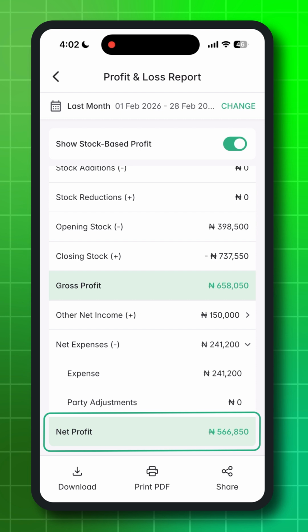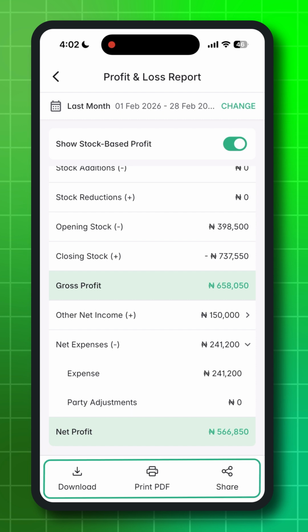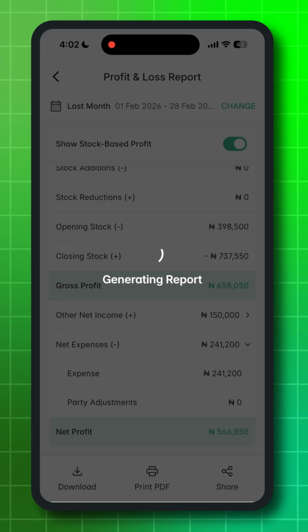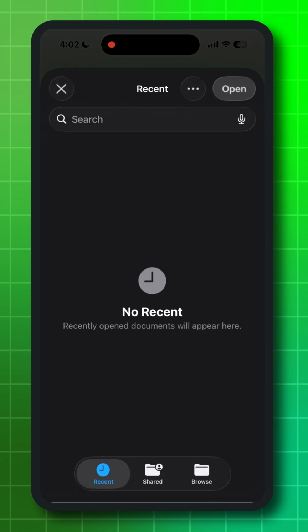At the bottom of the screen, you'll find three main options to manage your report easily. The first is the download section, where the app automatically generates the report and allows you to save it directly to your device's files for future use.